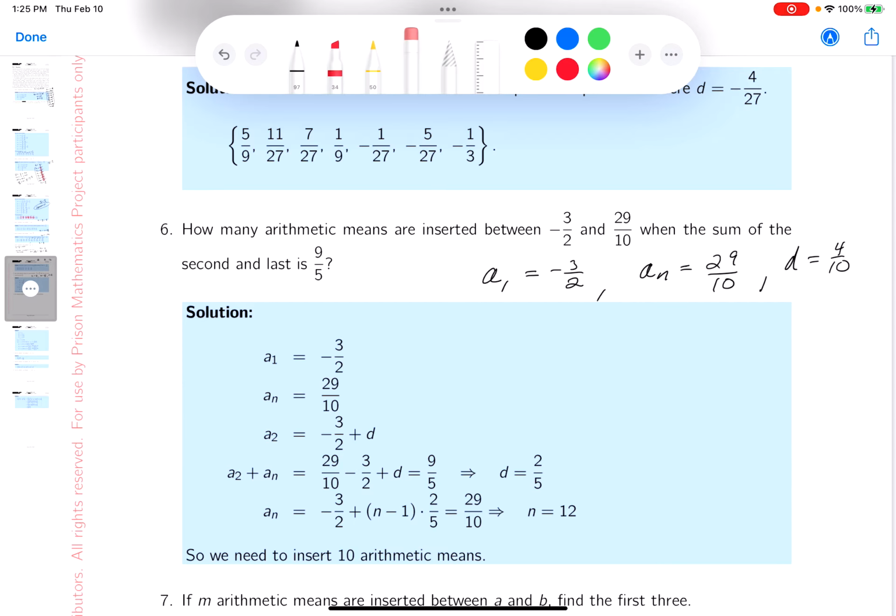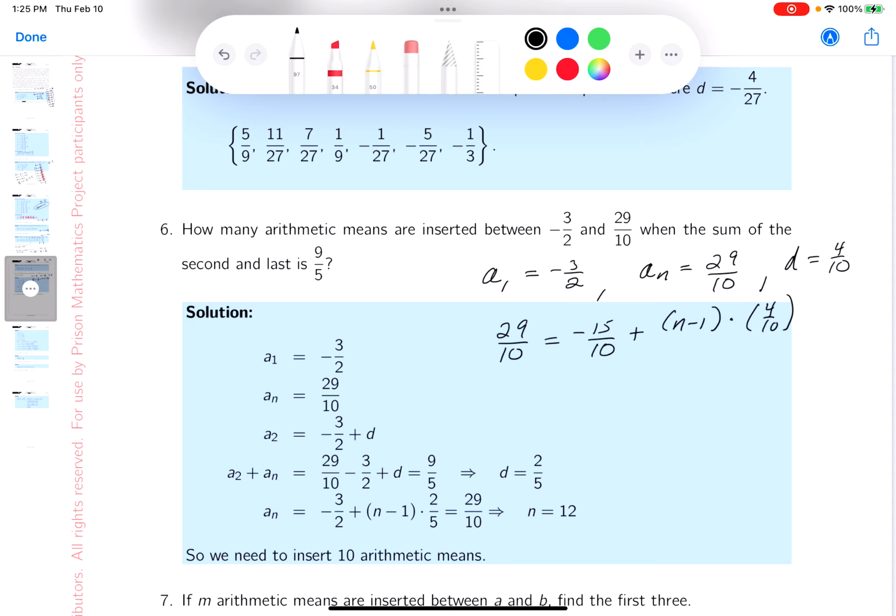So my second thing is, I want to find out what the N is. And to do that, I'm going to write it down. So AN is 29/10 equals, well, A1 is -3/2, I'm just going to say -15/10 plus N minus 1 times the D. And what's the D? The D is 4/10.